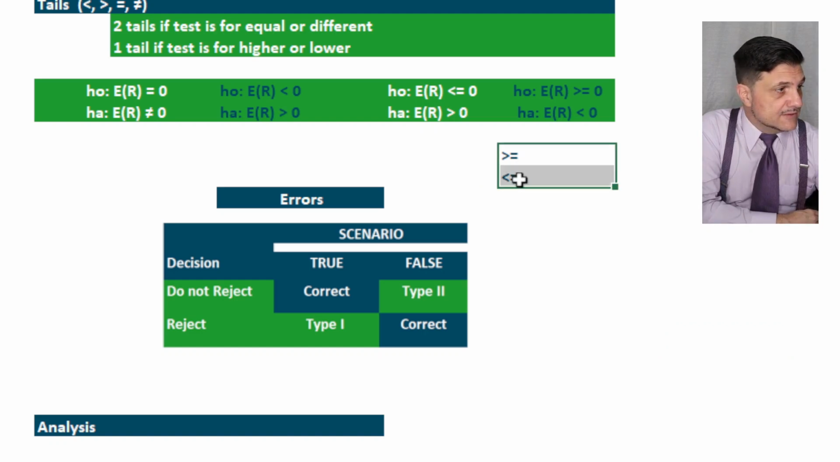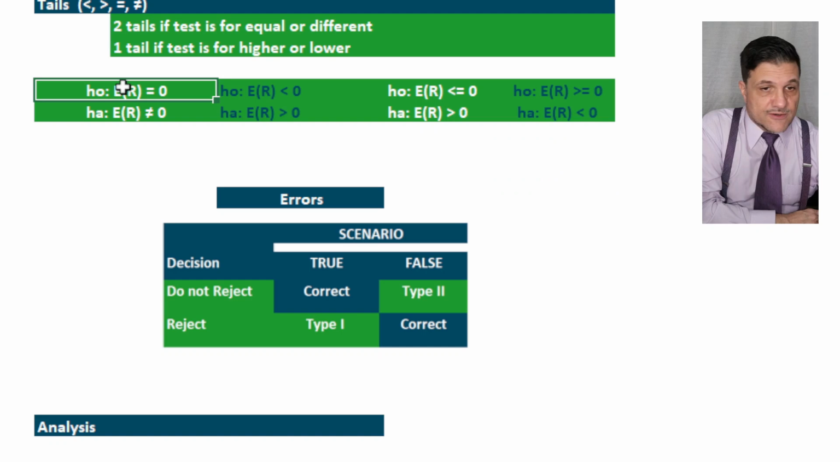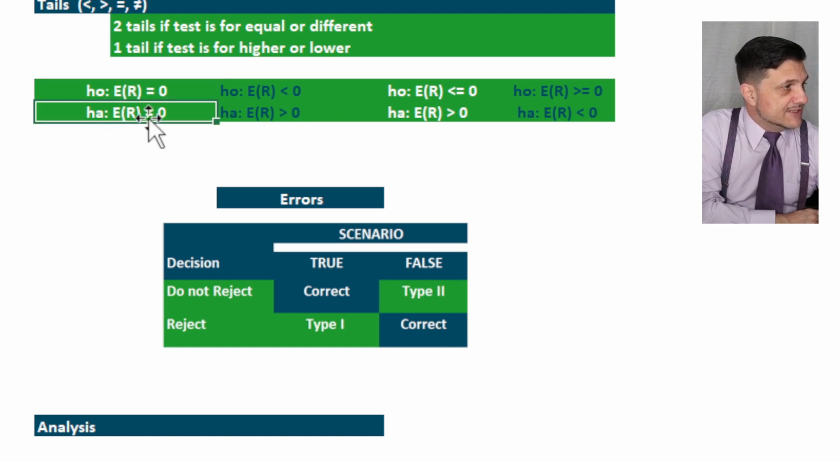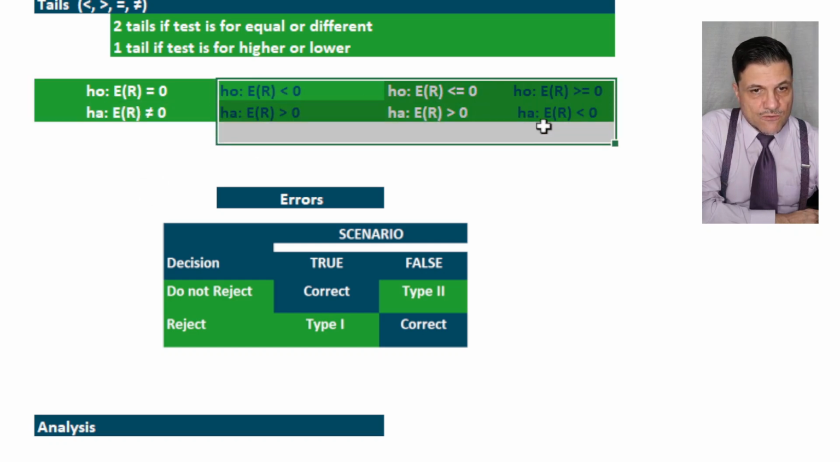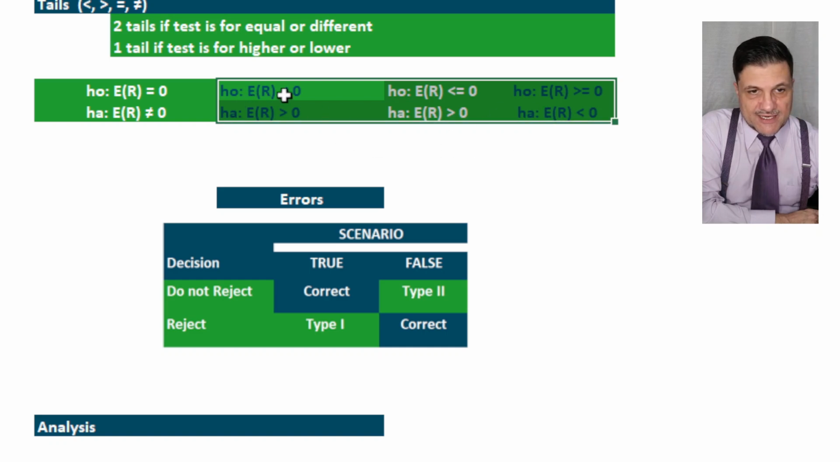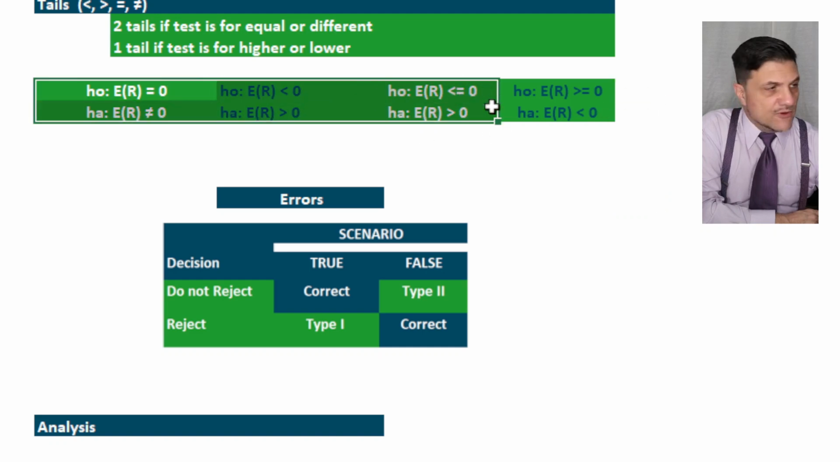Okay. All right. So here then, H0 expected return equals to 0, HA expected return different than 0. That's a two-tailed test. Those ones here are all one-tailed tests. Expected return lower than 0, well, that's one side. Expected return lower or equal, one side. Expected return higher or equal, it's one side. Okay, it's missing the higher here, but again, I hope you got the picture here.